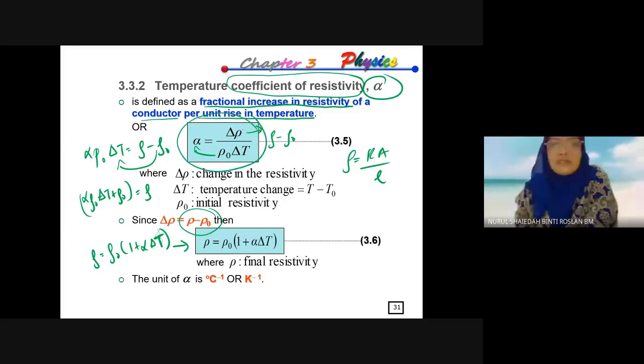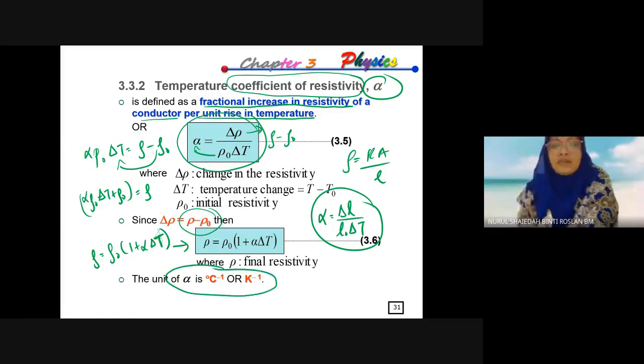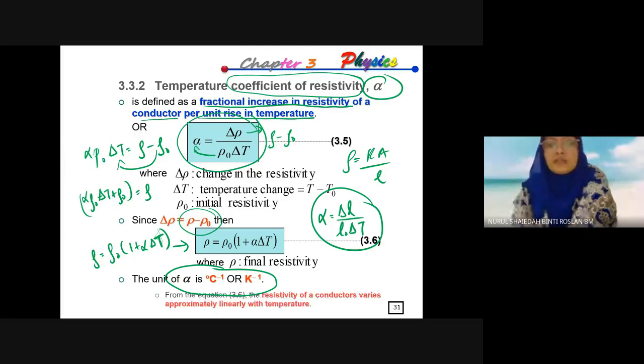Okay, ini semualah sebenarnya you pernah jumpa dah. Ini alpha yang alpha sama dengan delta L over L naught delta T kan? Sama, lebih kurang sama. Sebab apa? Resistivity ni adalah length, dia punya perubahan. Okey, dan unit dia adalah negative C, negative 1. Alpha ni ada unit sama ada per degree Celsius atau negative 1 atau Kelvin negative 1.